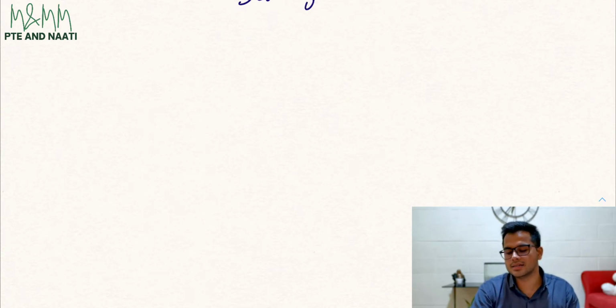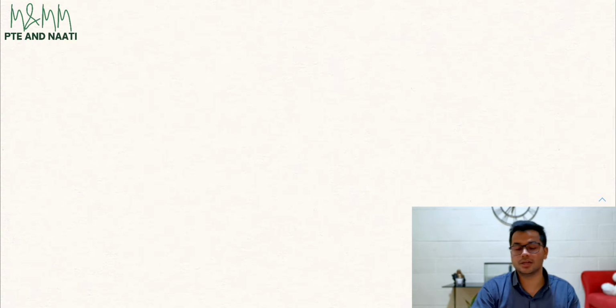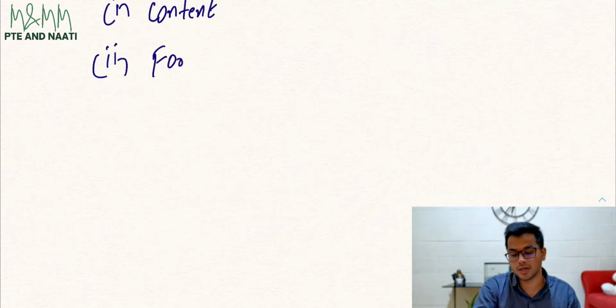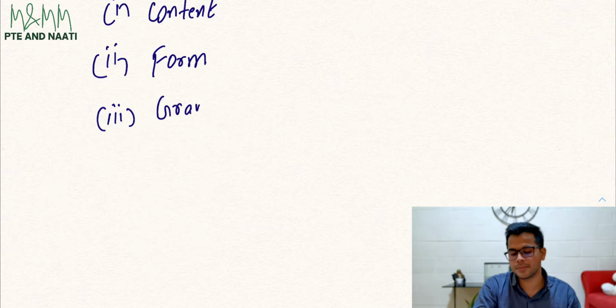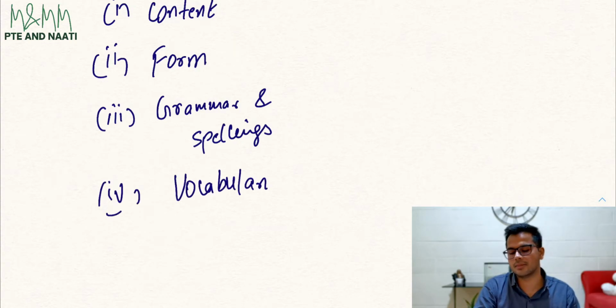Next, let's understand how the scoring works for Summarise Written Text. Now that's according to the official score guide provided by Pearson. Each summary can be divided into these components, starting with content. Next is form. Third is, now these are combined, grammar and spelling. And number 4 is vocabulary.